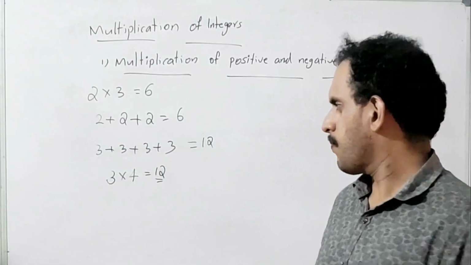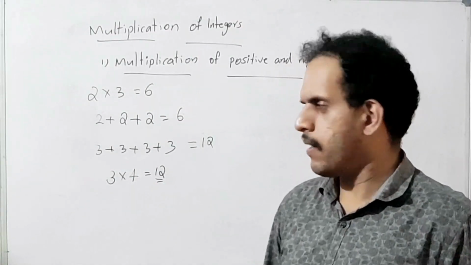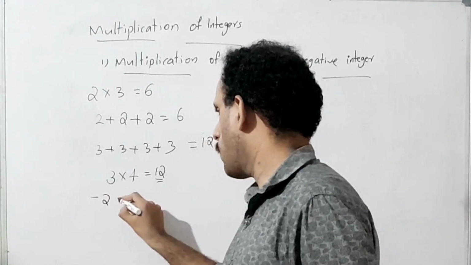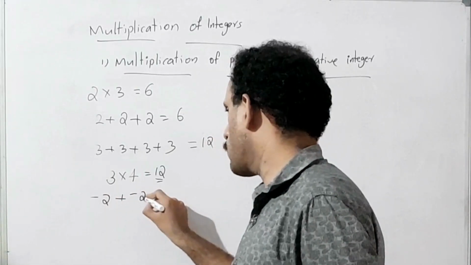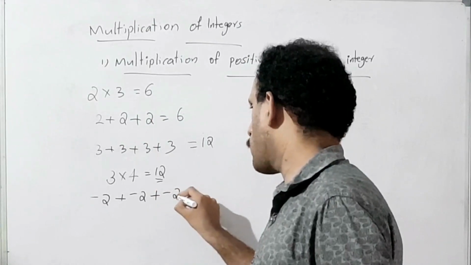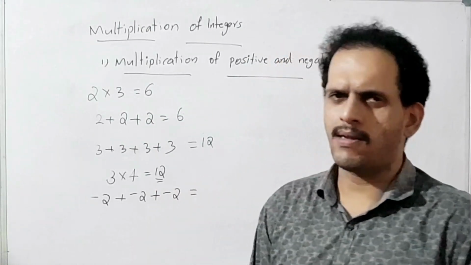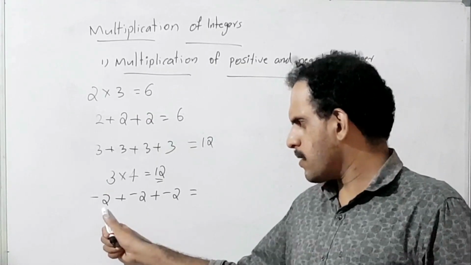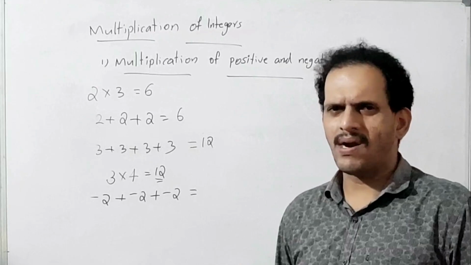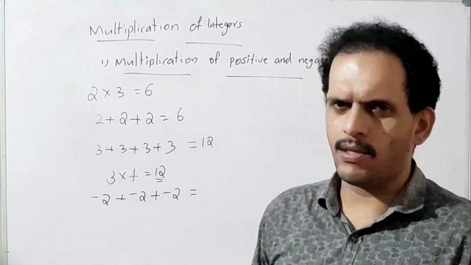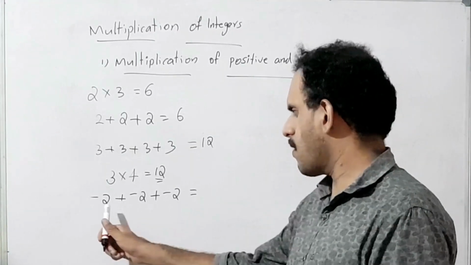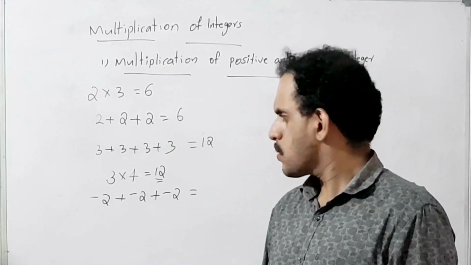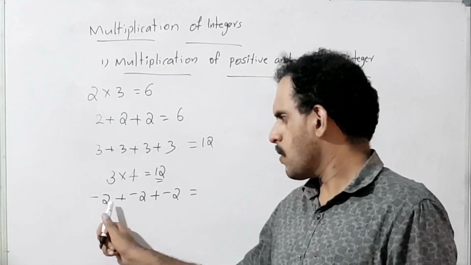So with the same idea, you know how to add minus 2 plus minus 2 plus minus 2. First we add the first minus 2 and the second minus 2. We know the rule for adding numbers: first we check the sign. What is the sign of the first one? Minus. The second one is also minus. So we add the numbers 2 and 2.